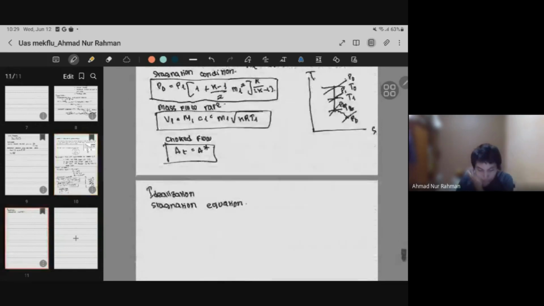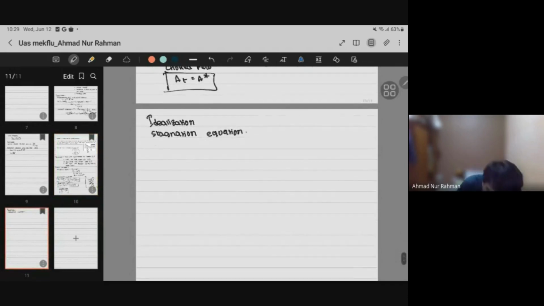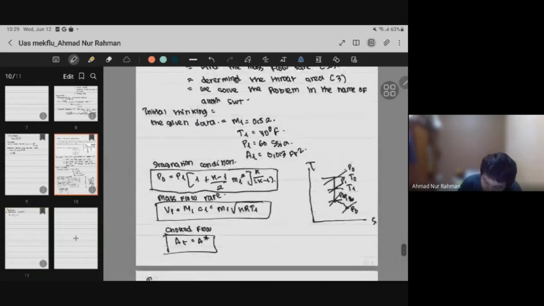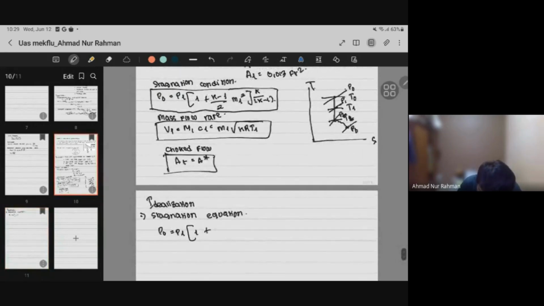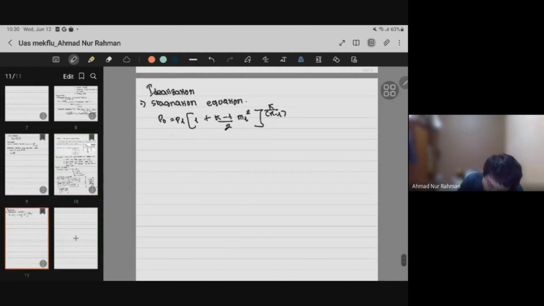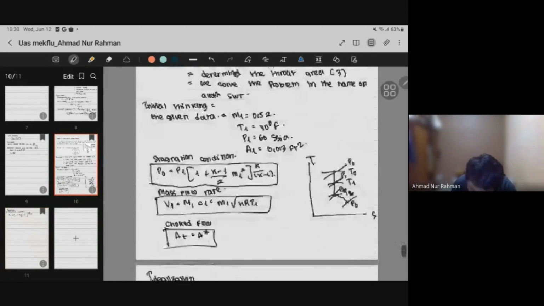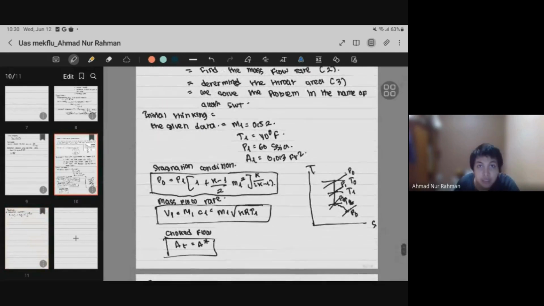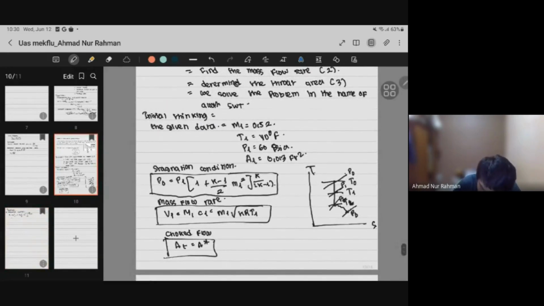So the stagnation equation is P0 equals P1 times (1 plus (k minus 1) over 2 times M1 squared) to the power of k over (k minus 1). So we begin to insert the equation. The P1 we got is 60 psi.